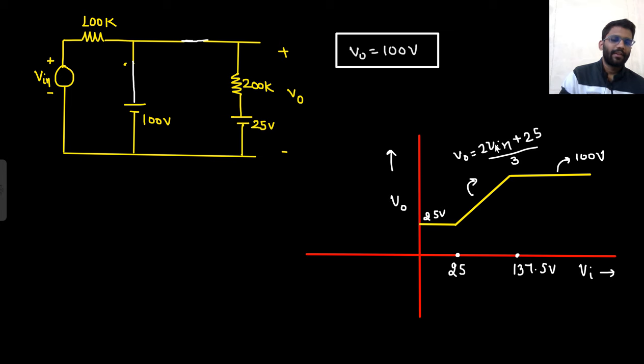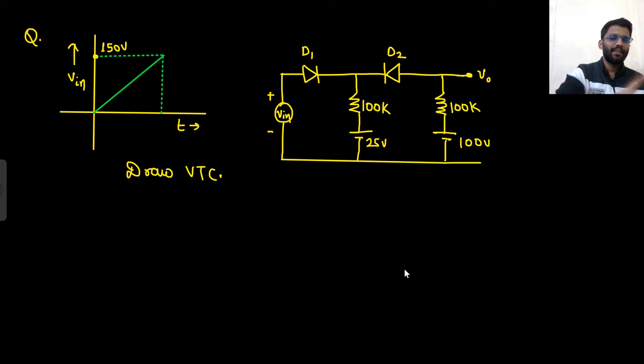Put 137.5 here, so that will be 137.5 into 2, 275. 275 plus 25, 300. 300/3, 100 volt only. So at 137.5, you are having 100 volt, and greater than that as well, you will be having 100 volt only. So this is the voltage transfer characteristics. I hope you are understanding the concept. I hope you are understanding why I picked those questions, right? So a similar kind of question we will see now.